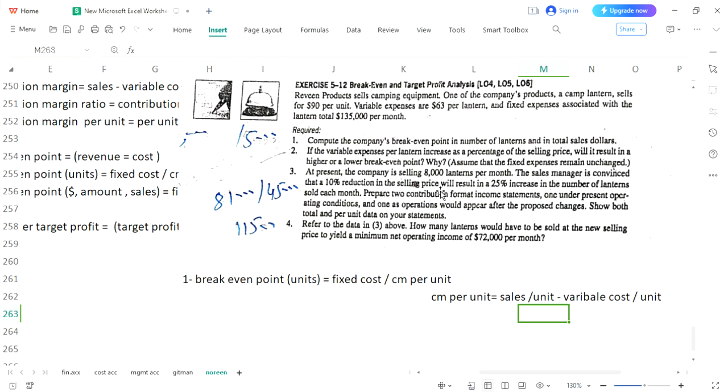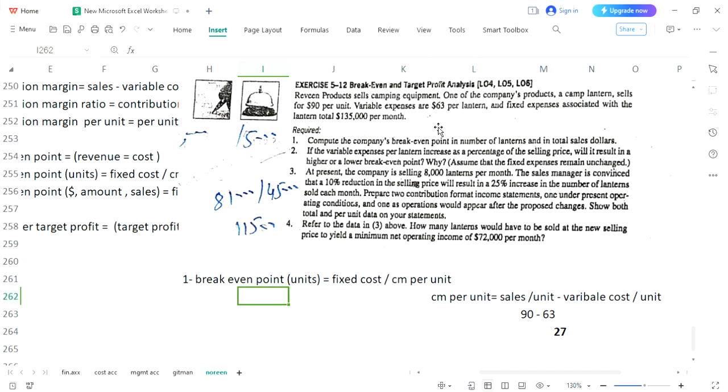So the sale price we have got is 90. You need to subtract the variable cost from it. The variable cost is also provided, 63. You can put 63 over here. This way you can calculate CM per unit. Now put it on your calculator: 90 minus 63. You have got your CM per unit, which is 27.